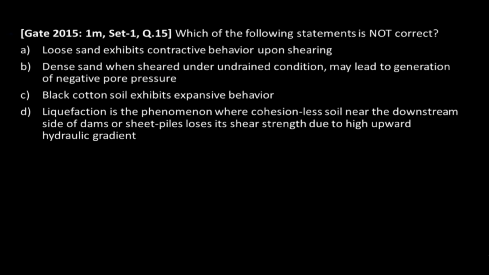Option D: liquefaction is the phenomenon where cohesionless soil near the downstream side of dams or sheet piles loses its shear strength due to high upward hydraulic gradient. If you see, this phenomenon is not liquefaction. This phenomenon is called piping. So option D is the wrong one.